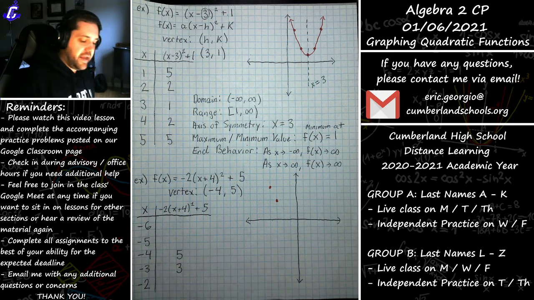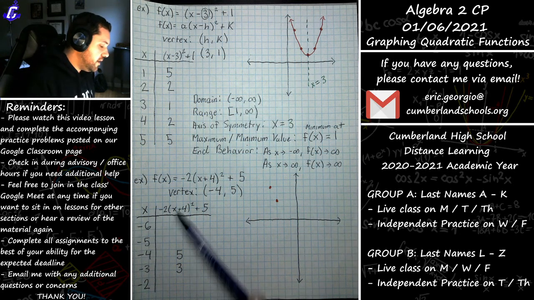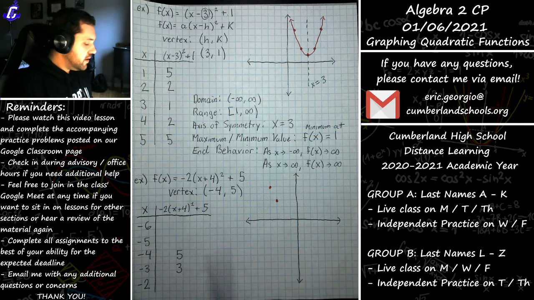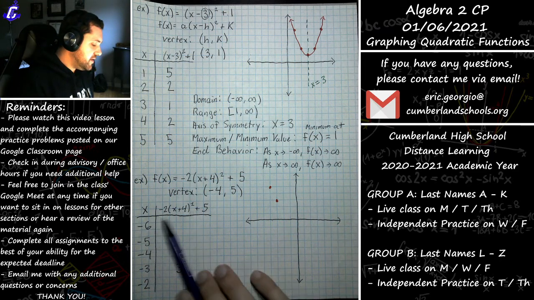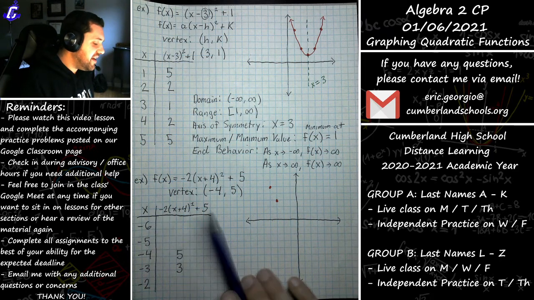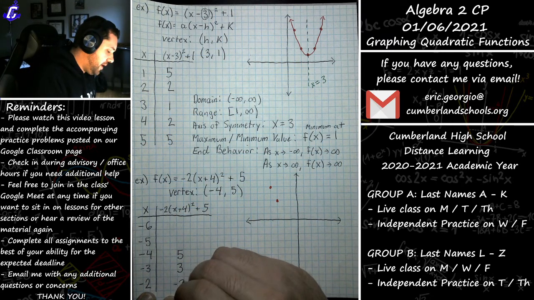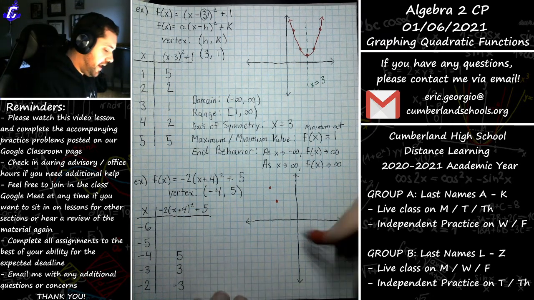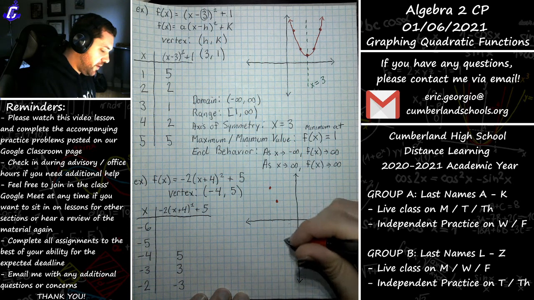After that, we plug in negative 2. Negative 2 plus 4 is 2. 2 squared is 4. Times negative 2 is negative 8. Plus 5 is negative 3. So my last point would be at 2 comma negative 3, right here.